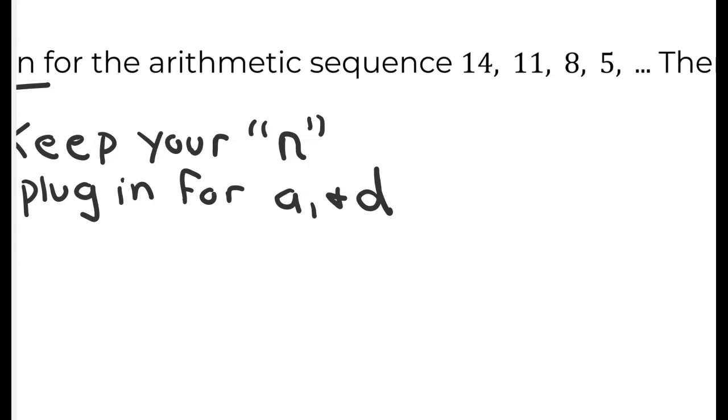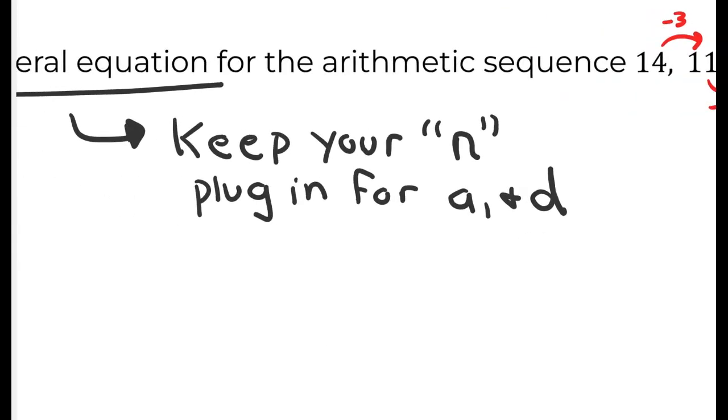So our sequence is up at the top. It's 14, 11, 8, 5. So our common difference would be, we're going down 3 each time. 14 to 11, that's taking away 3. 11 to 8, you're taking away 3. 8 to 5, you're taking away 3. So we can say that our D value is equal to 3.